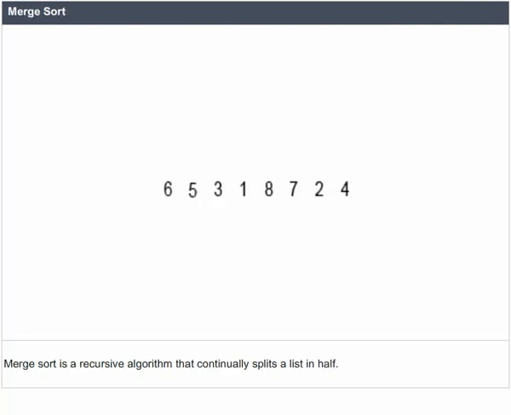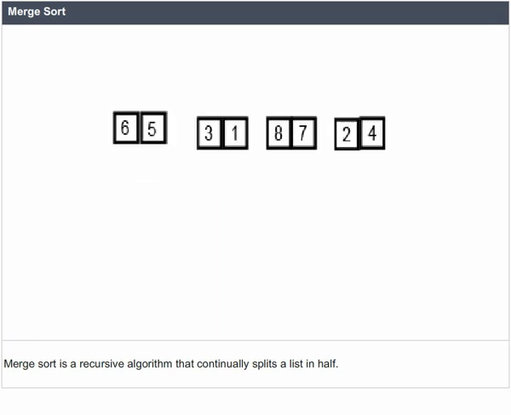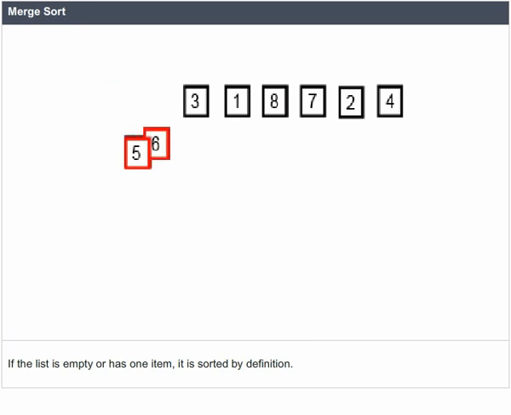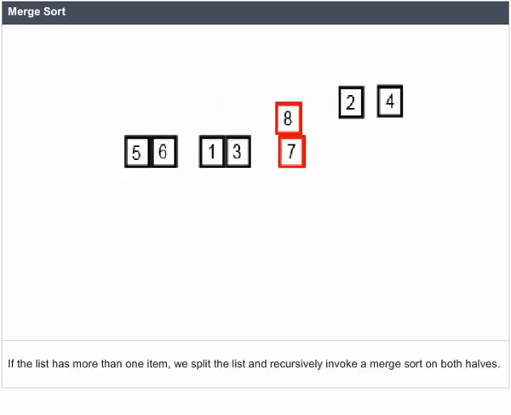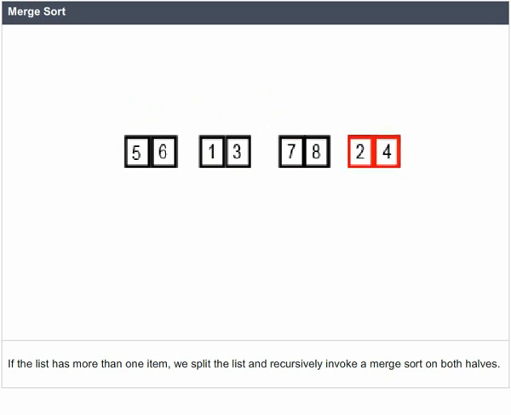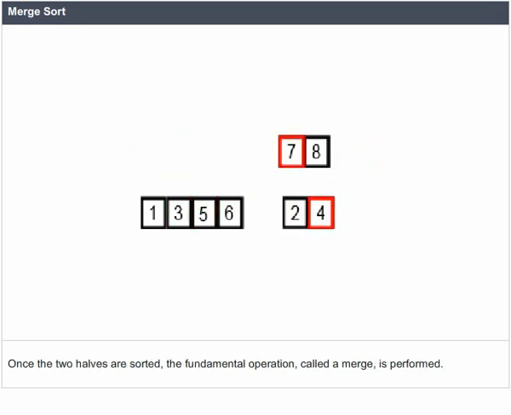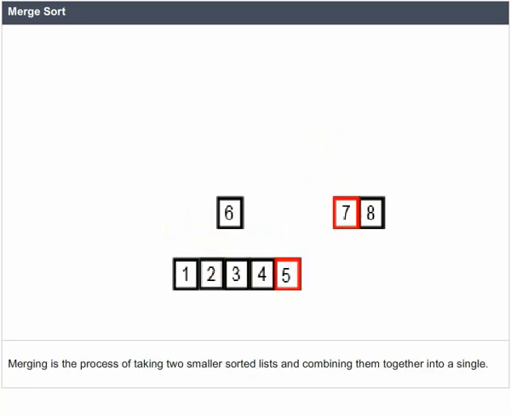Merge sort. Merge sort is a recursive algorithm that continually splits a list in half. If the list is empty or has one item, it is sorted by definition. If the list has more than one item, we split the list and recursively invoke a merge sort on both halves. Once the two halves are sorted, the fundamental operation called a merge is performed. Merging is the process of taking two smaller sorted lists and combining them together into a single one.